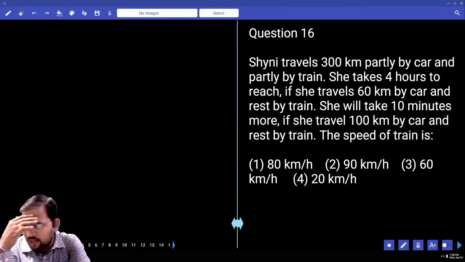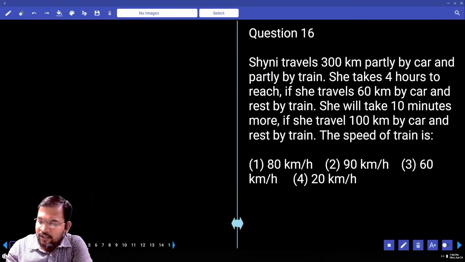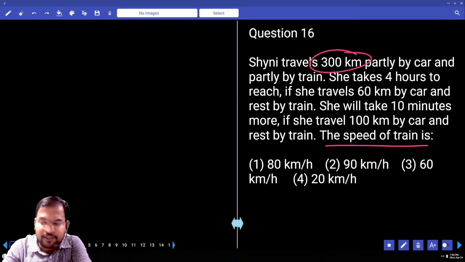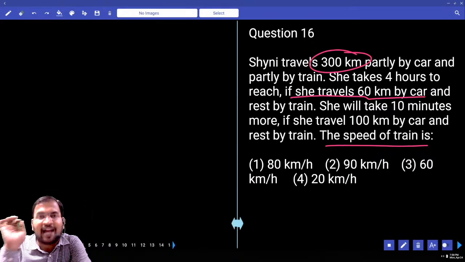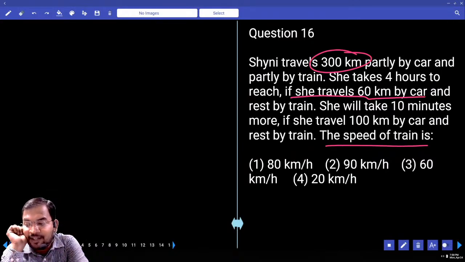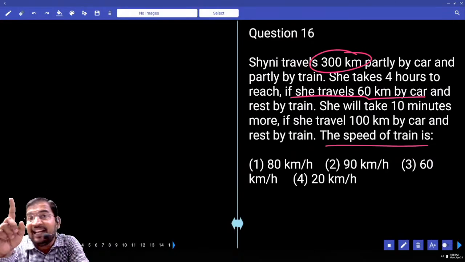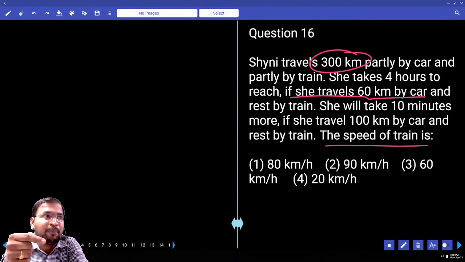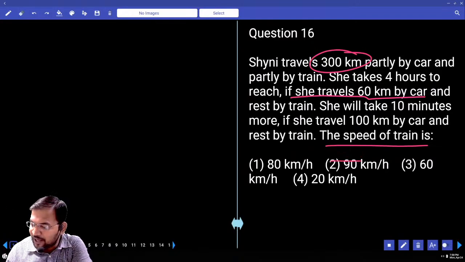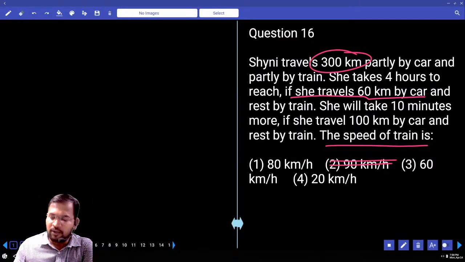Now, if you observe carefully here, all of you, they are asking the speed of the train. Total distance is how much? 300. She traveled 60 kilometers by car, na? The remaining is what? 240. We need the train speed. Na? Train distance is 240. Therefore, our train speed should be a multiple of 240. That is the reason. Multiple of 240. How many options are there? 3 are there. Try with 80.